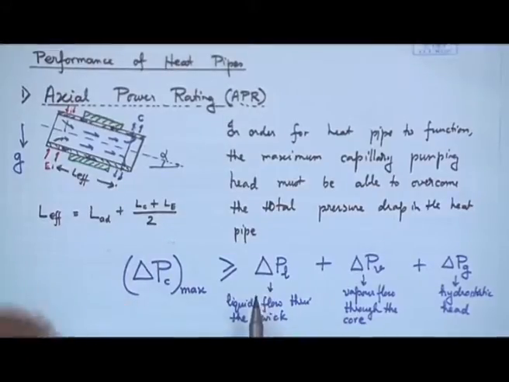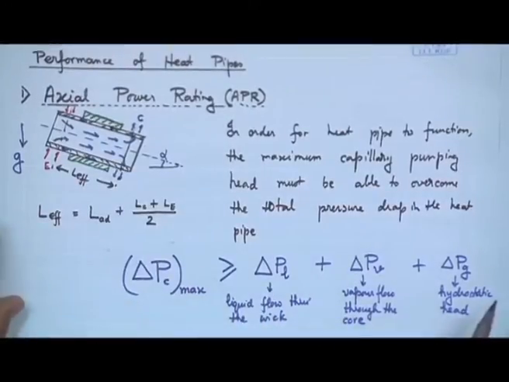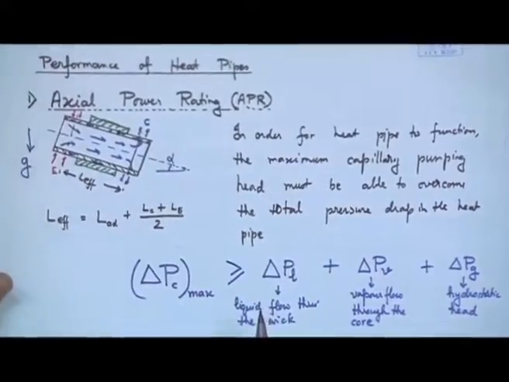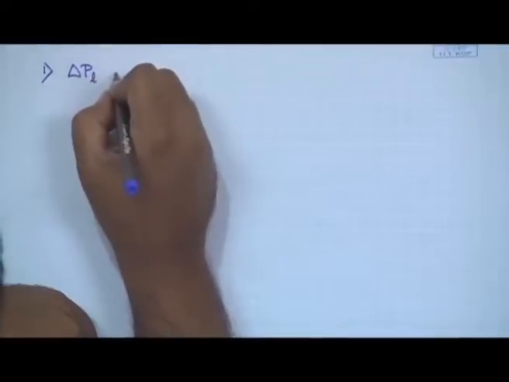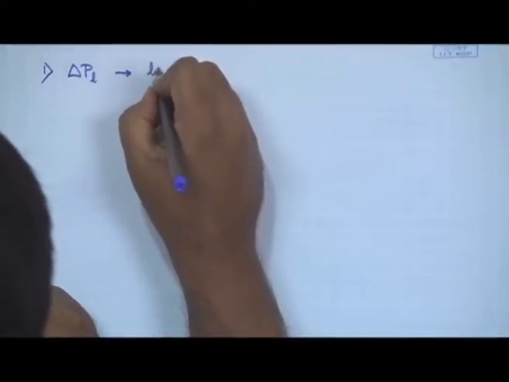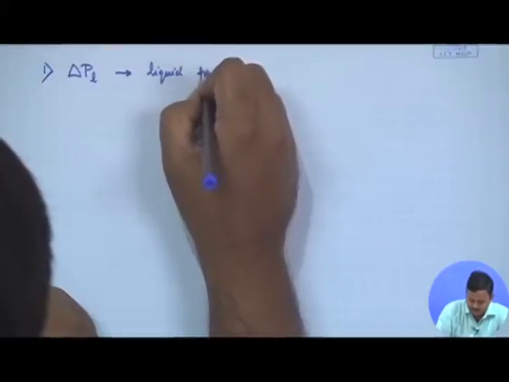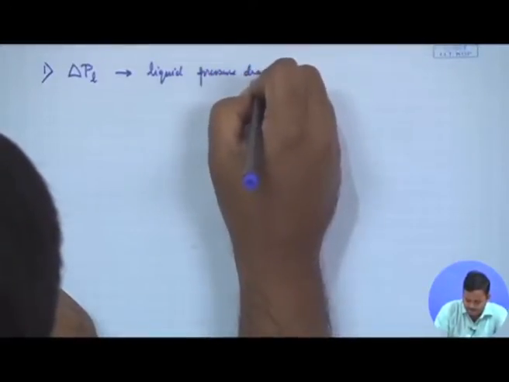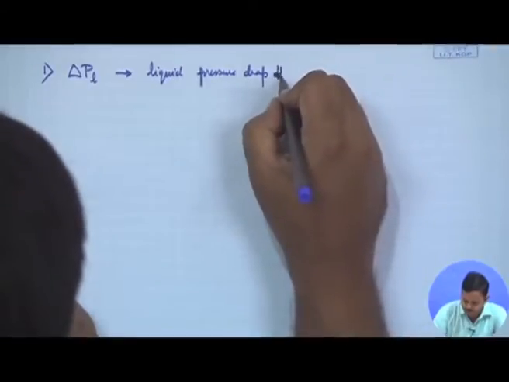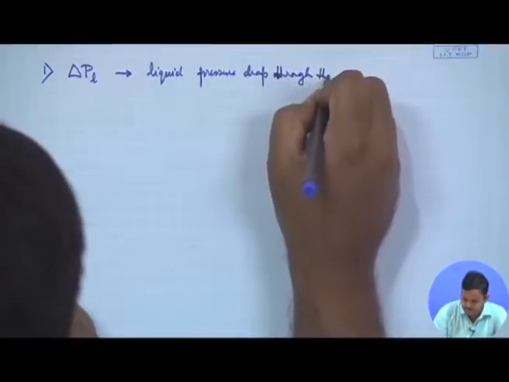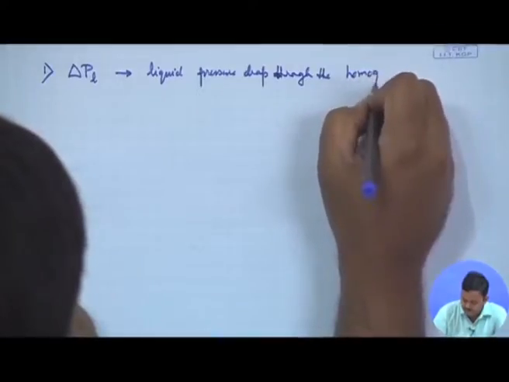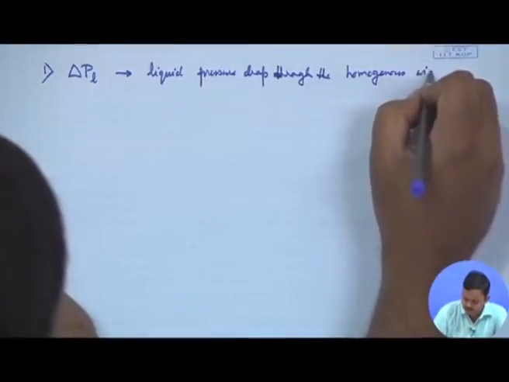So, what we are going to do next is look at expressions for each of them and then try to equate that. Let us start one by one. The first one we are going to talk about is delta P L. Now, what is this? This is again liquid pressure drop through the homogeneous wick.